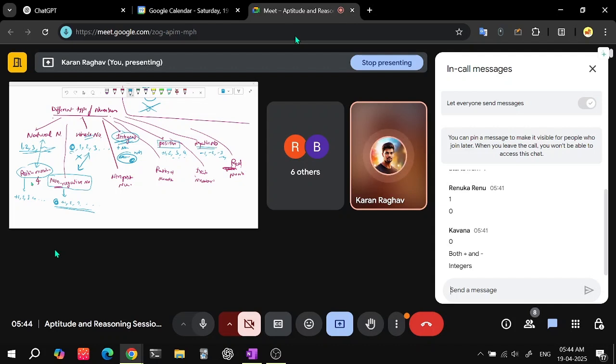Anybody any doubt in this concept? This is important. In some cases you may have questions depending upon non-negative and positive numbers. Okay, I need a response from you people. I can see the screen. Okay, let me share the screen also.